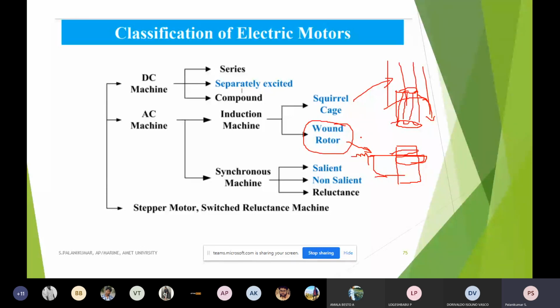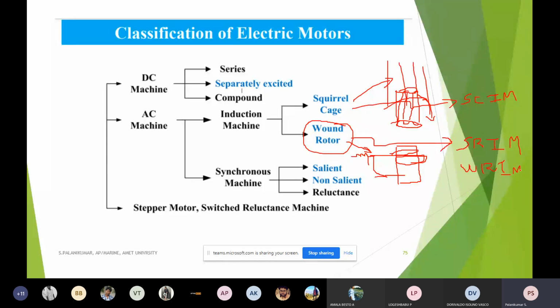That is called the slip ring induction motor, SRIM. Some books mention it like that. And this one is SCIM, which many books mention. SCIM is the squirrel cage induction motor. SRIM is the slip ring induction motor, where a slip ring is there. Otherwise we also call it WRI, wound rotor induction motor. So there are two different categories.